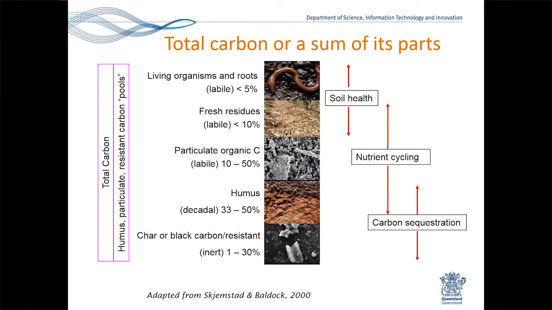So when we measure it from a soil's point of view, we often measure how much is the total carbon in the soil. But if we think of it as a pie chart, how much of that is in the humus, which is sort of fairly moderate turnover? How much is in the particulate, which turns over fairly quickly? And how much is in resistance, which takes a lot longer to turn over? And why do we care about that? Well, it has multiple functions.